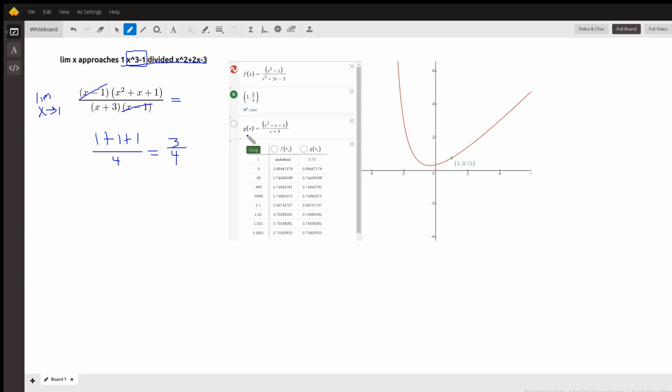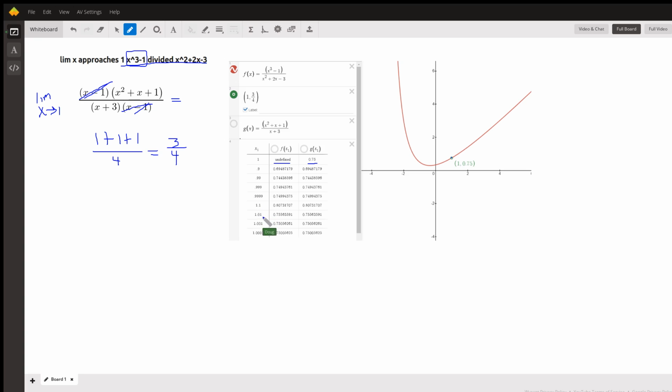If I create a function g of x that eliminates these factors, you can see in this table what's happening. When x equals 1, f of x is undefined, as we discussed. g of 1 is 0.75, this open circle right here. But 0.9, 0.99, 0.999, they get closer and closer to 0.75 as x gets closer and closer to 1.